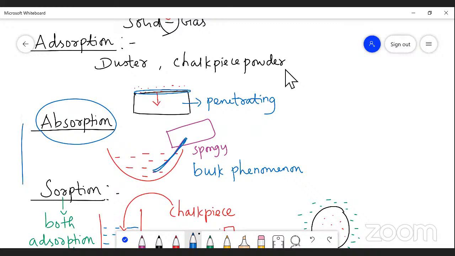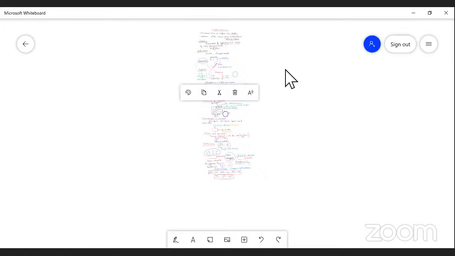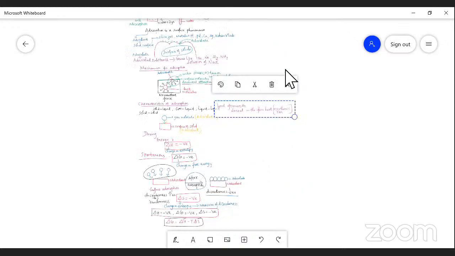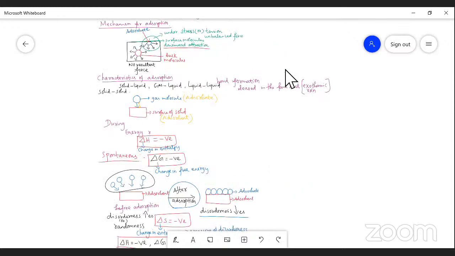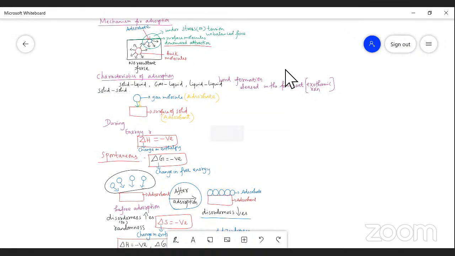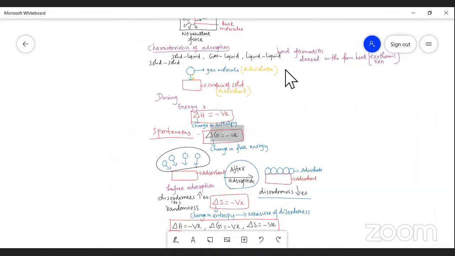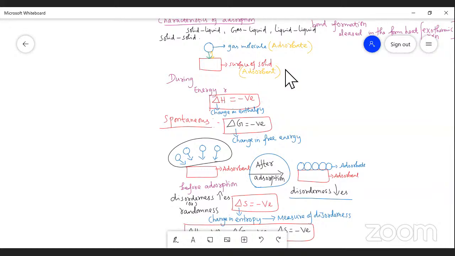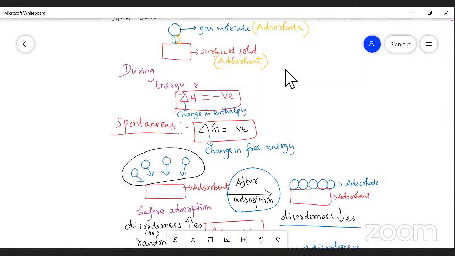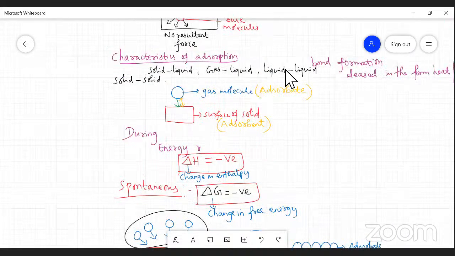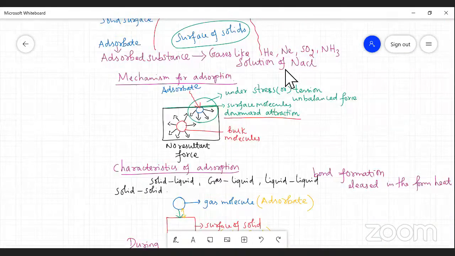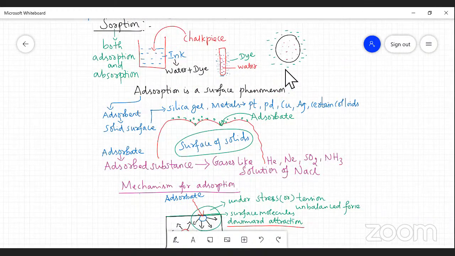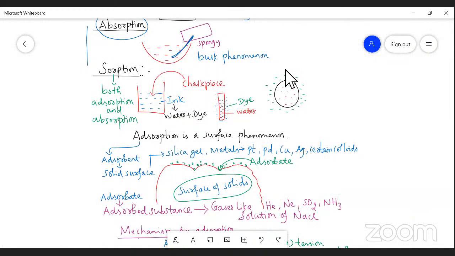And in the same way, if you take sorption, both absorption and adsorption will be taking place.